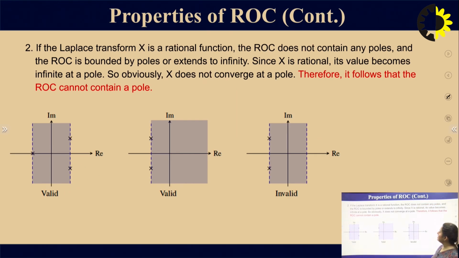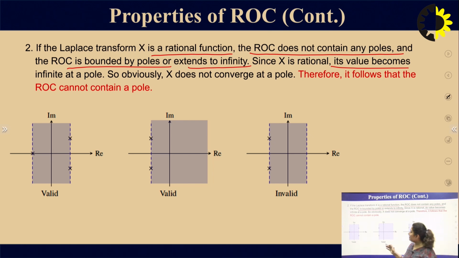So what are the properties? The second property: if the Laplace transform x is a rational function, that is both the numerator and the denominator contain only integer values, in that case the ROC does not contain any pole. The ROC is bounded by poles or extends to infinity. Since x is rational, its value becomes infinite at a pole. So obviously x does not converge at a pole, therefore it follows that the ROC cannot contain any pole. Or you can say it contains the entire s domain.